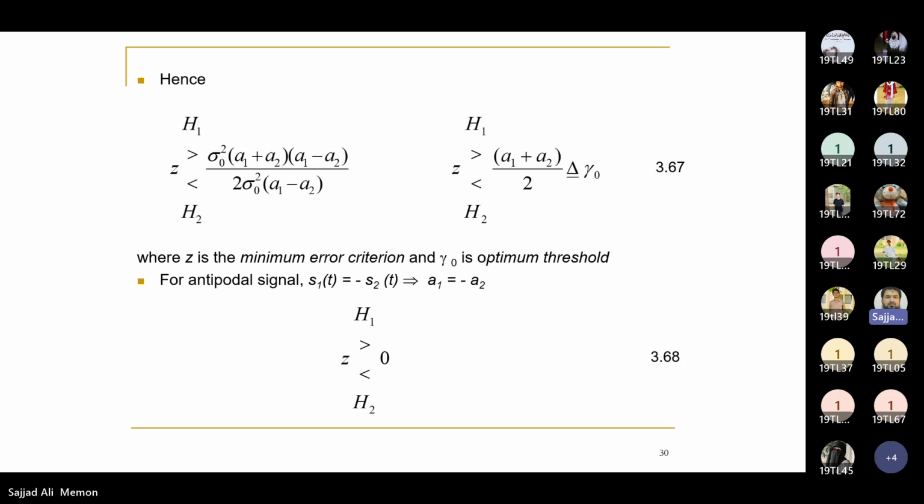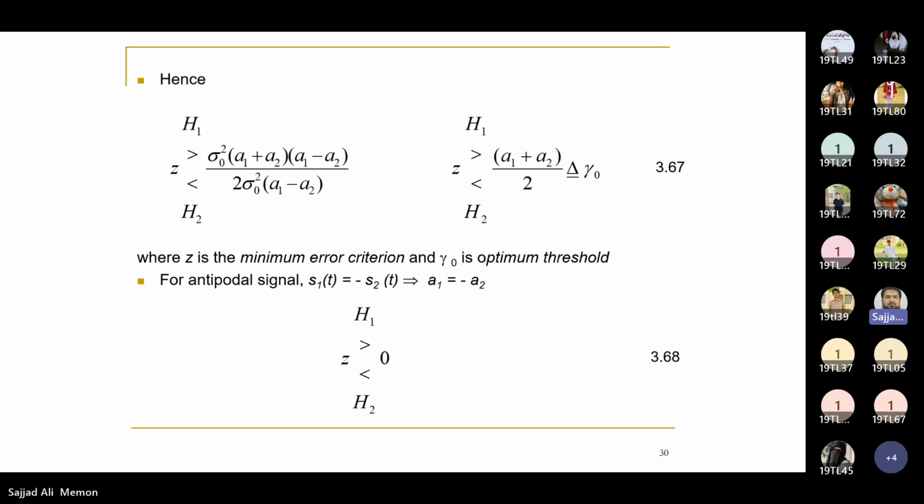This is the way: if you choose Z in accordance with this, then there will be the minimum error criterion. So using this test statistic and the hypothesis, the errors can be minimized. We cannot make an error of choosing S1 instead of S2. In this way, we can minimize the error and optimize the threshold. And the optimized threshold we call gamma naught, and that is equal to (A1 plus A2)/2.